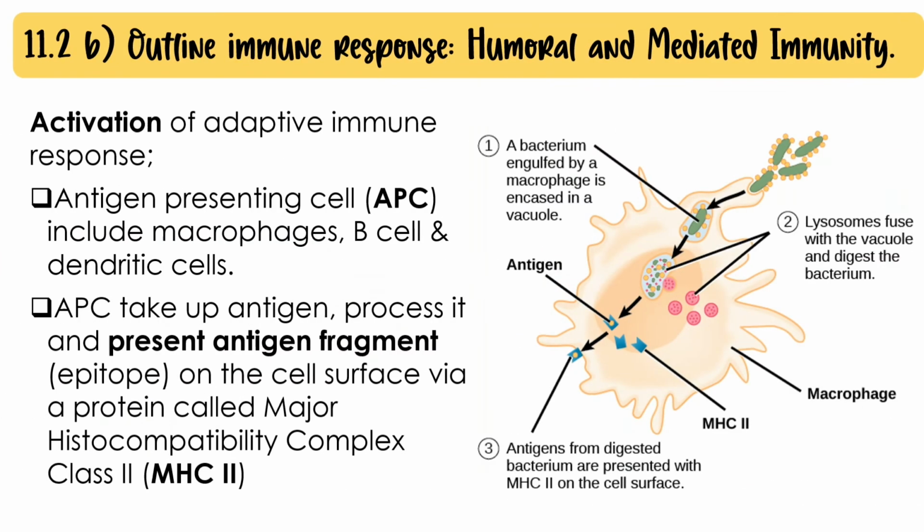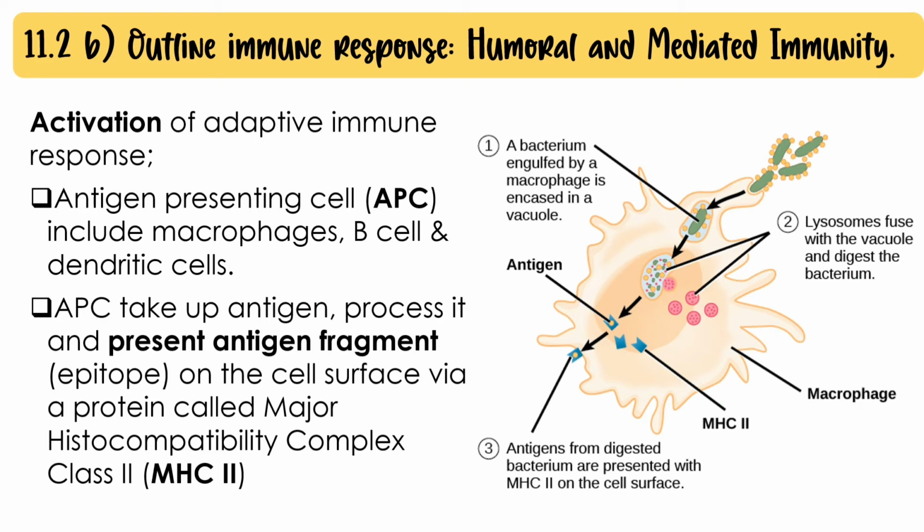Next, we'll discuss the process of activation of the adaptive immune response. Essentially, the process of activation involves activation of the lymphocyte. Only after activation can lymphocyte become involved in the immune response. The activation process starts with a group of cells called the antigen-presenting cells, such as macrophages, B cell, and dendritic cell. They take up antigen, process it, and present the antigen fragments or the epitope on the cell surface.